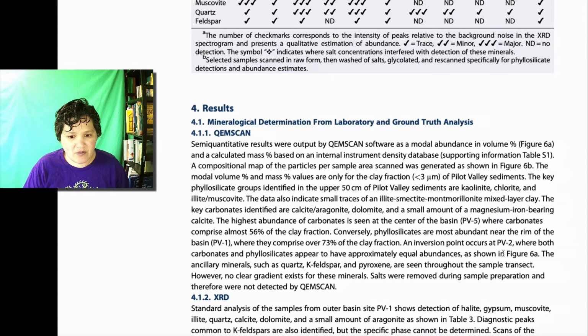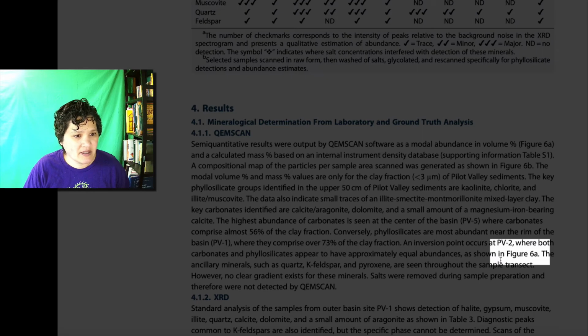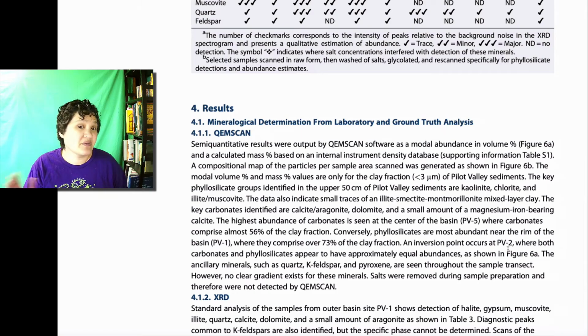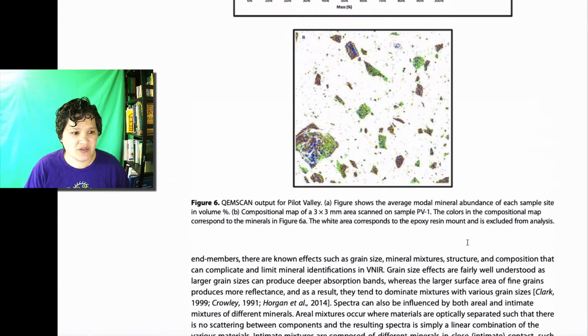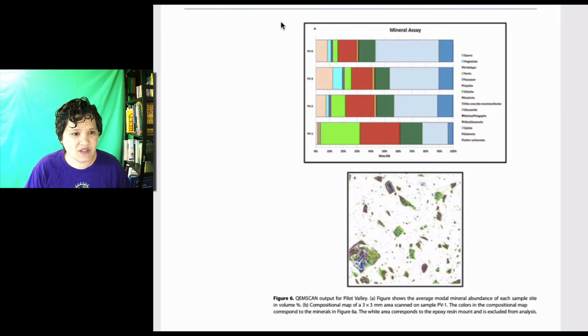Now, what we see here is as shown in Figure 6a. Just the way this was printed, Figure 6a is on the previous page. There was too much to fit on one page, so here's Figure 6. So you can see more, you can see there are two parts to Figure 6.